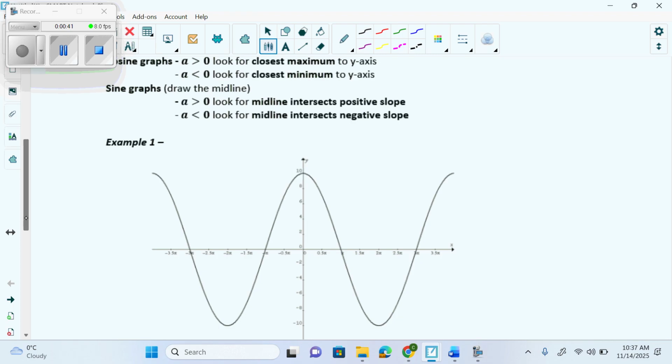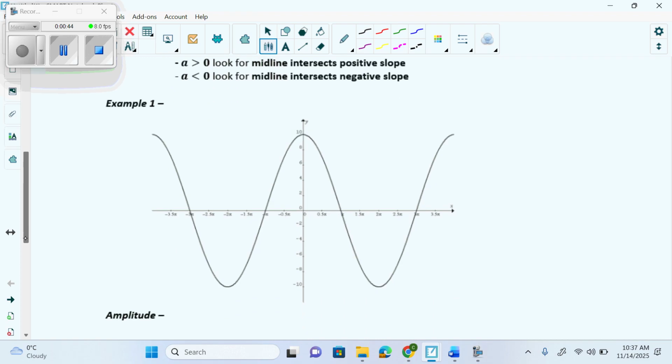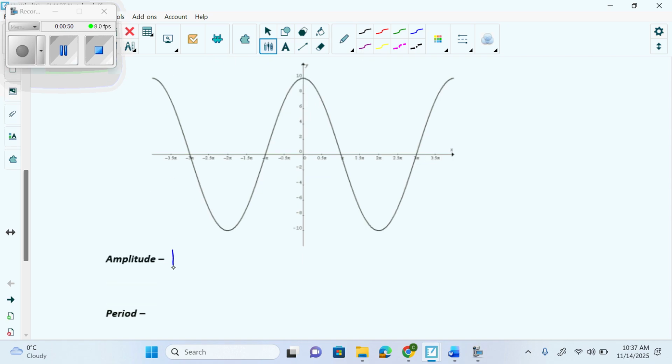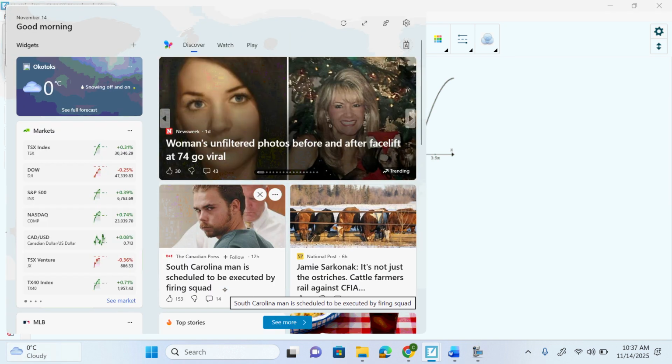So let's look at this first one. We could actually count up our vertical distance of 20 and divide it by 2 and say it's 10. Or you can use the formula for amplitude, which is the absolute value of max minus min divided by 2. The reason why we use this is the absolute value of the max minus min finds that vertical distance for you. And that's why it's the absolute value, because it's positive.